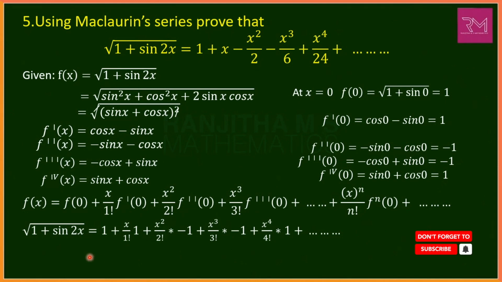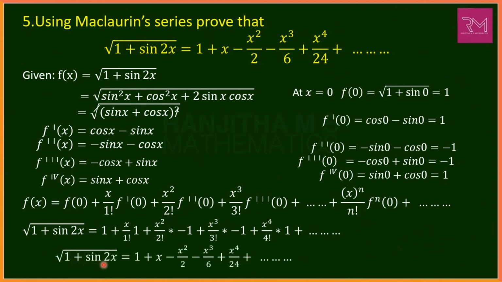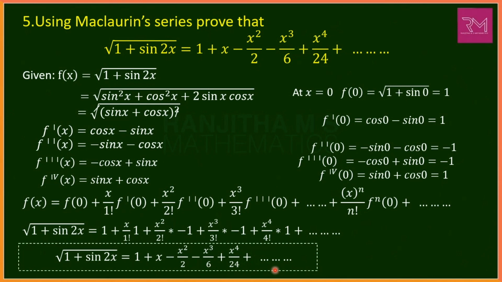On simplifying, we get root of 1 plus sin 2x value as 1 plus, here x by 1 factorial is x itself, minus, here plus into minus x square by 2 factorial is 2, plus into minus x cube by 3 factorial is 6, plus x power 4 by 24 plus and so on. This is a Maclaurin's expansion for root of 1 plus sin 2x. This completes the problem. These are all some of the important question paper problems on Maclaurin series of expansion.